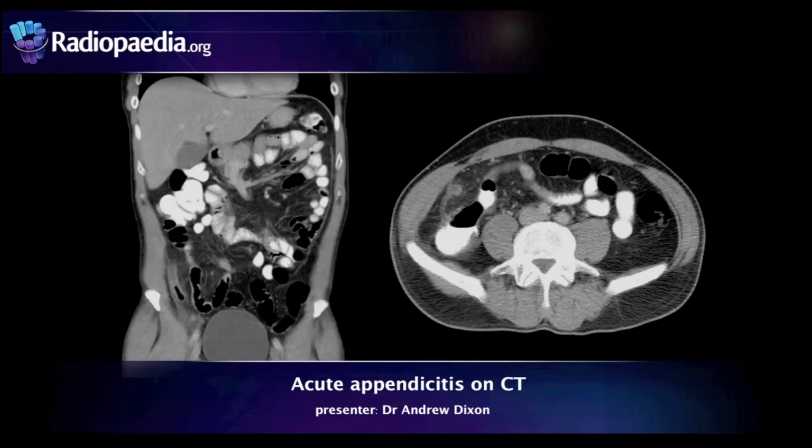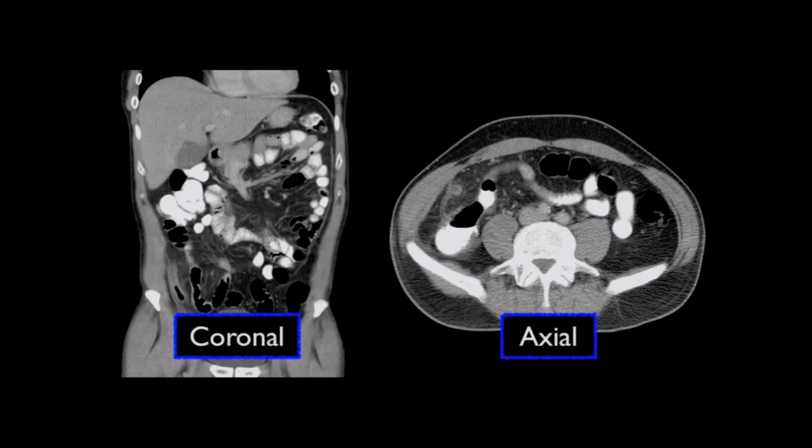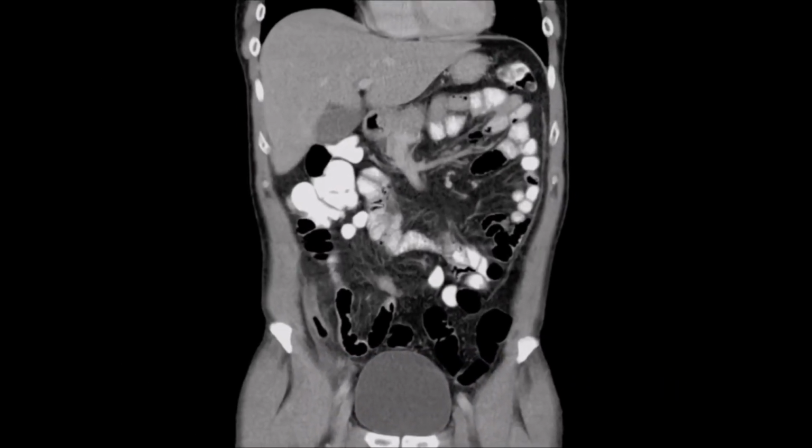And in this video we're going to look at some of the CT features of acute appendicitis. And we're going to do it by looking at axial and coronal images from a case of a 60-year-old male presenting with right-sided abdominal pain. We're going to begin by looking at the coronal images.